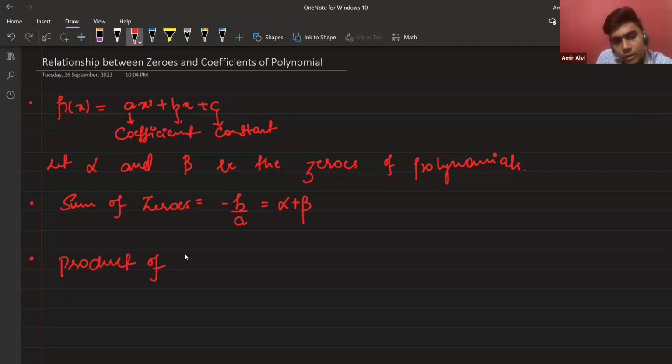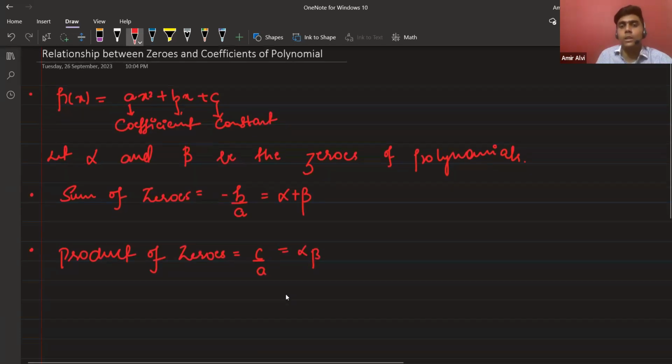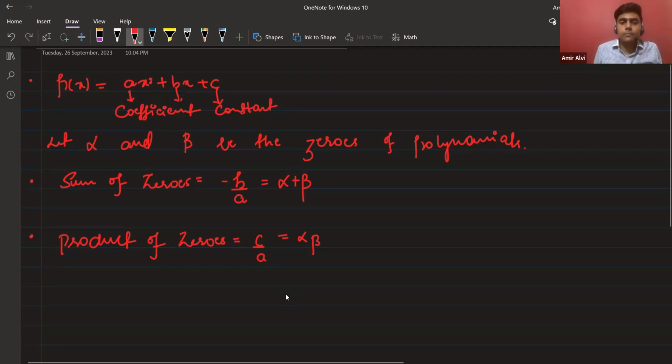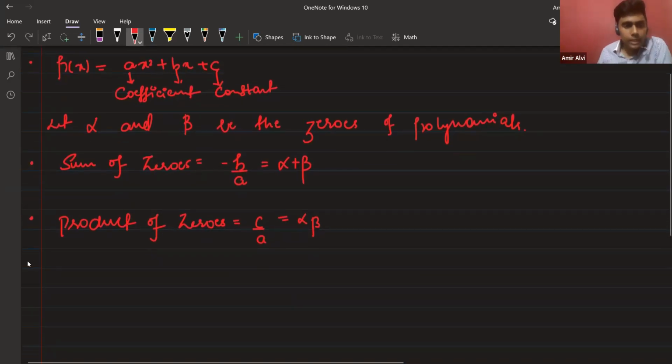of zeros, which is c upon a, which is equal to alpha into beta. Is that clear, Adil? Yes. Okay. So now, Adil, let's write down here.